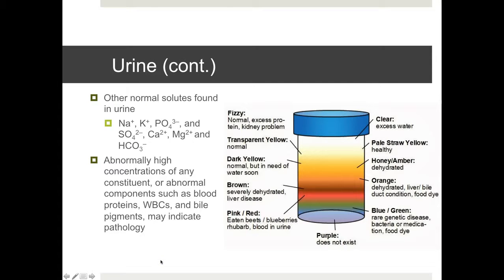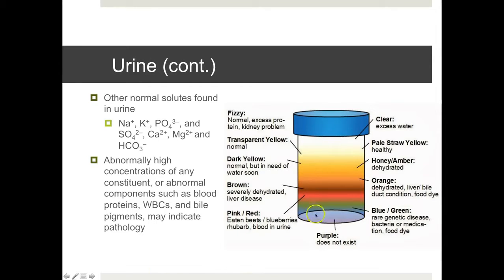So what our solutes are within our urine is sodium, potassium, phosphate ions and sulfate ions, calcium, magnesium, and our bicarbonate ion. We can have an abnormally high concentration in any constituent within our urine, or abnormal components like we mentioned earlier in the urinalysis, where we have blood showing up, proteins, white blood cells, bile pigments, where we know we have some type of pathology happening within our body.